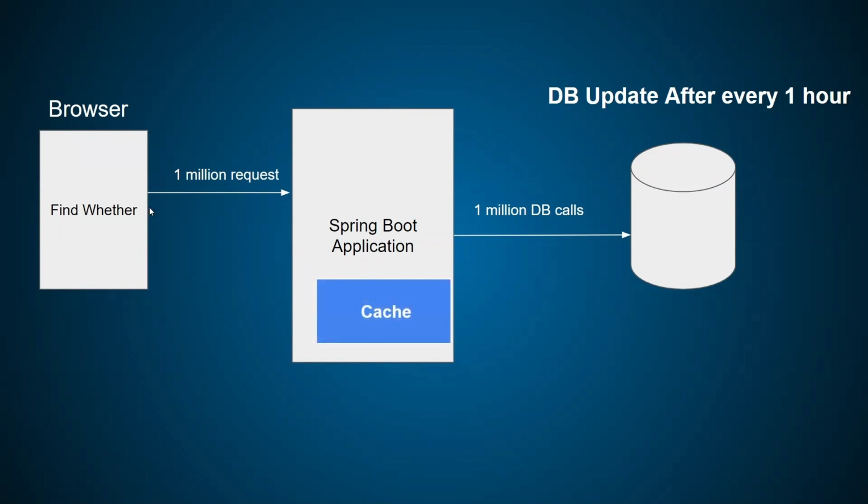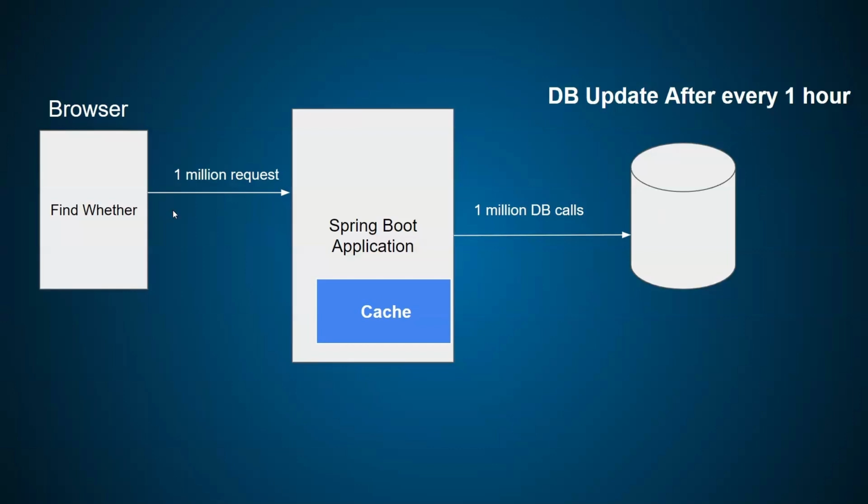Okay, so what happened here? Let's say we've started the Spring Boot application. Now the first request will come to get the weather detail. It will check inside the cache. If data is not there inside the cache, then it will hit the database, and from the database it will get the weather information.